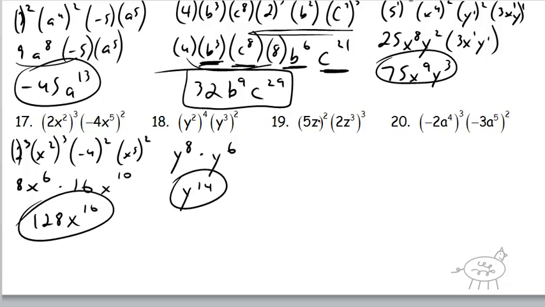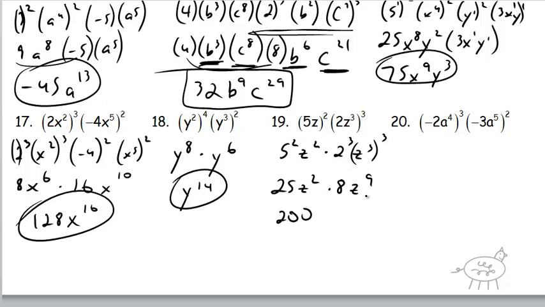Okay, same thing, that 5 is going to be 5 squared, then the z squared, and then times 2 cubed, z cubed to the 3rd power. Okay, so the 5 squared is just 25, z squared, 2 cubed is 8, z cubed cubed is z to the 9th power. So 8 times 25 is 200, and then z to the 2nd times z to the 9th is z to the 11th.